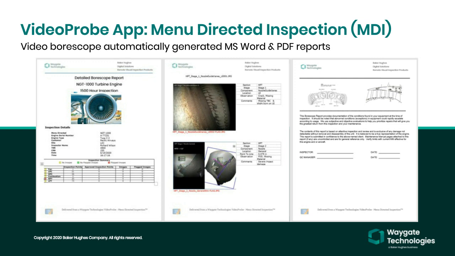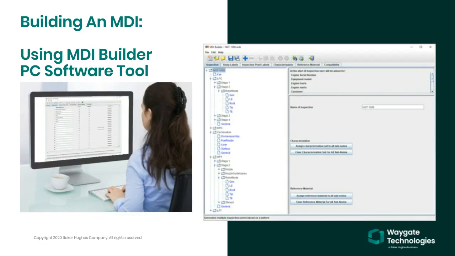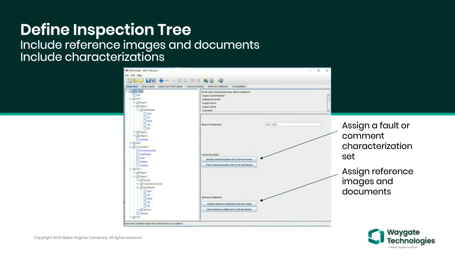Now I'm going to provide an overview of building an MDI and describe the types of features that are available in the MDI. The MDI Builder tool has a series of tabs that allow you to enter specific MDI inspection details for your inspection. The first tab is where you build your tree structure, up to 5 levels. For any given MDI branch or end node, you can define a set of fault characteristics that the inspector will have available in a drop-down menu.